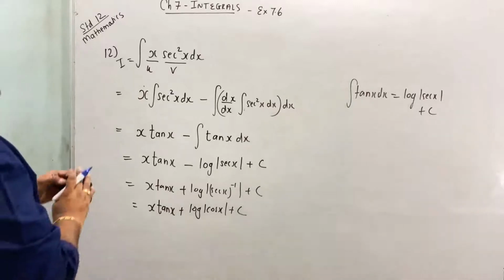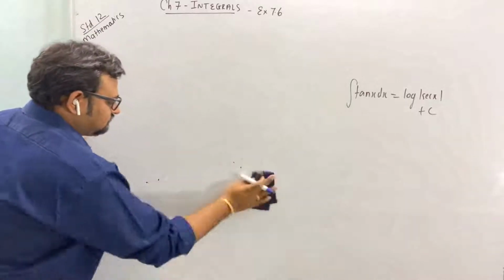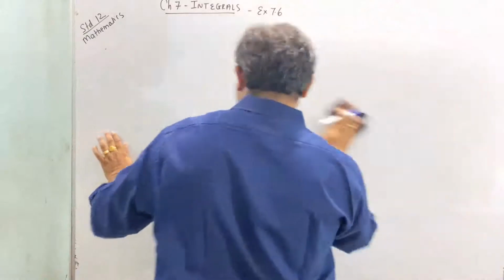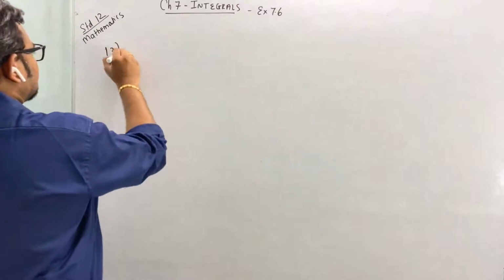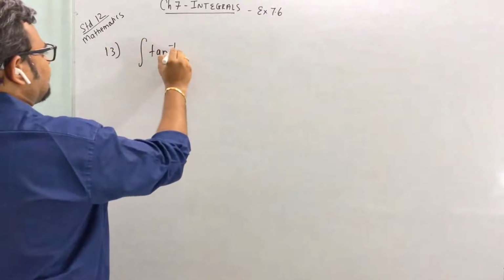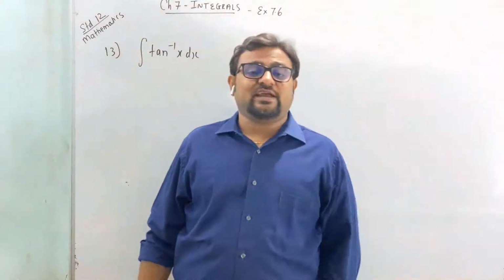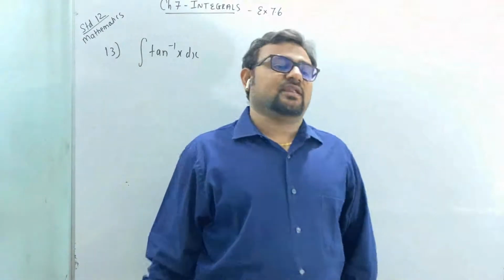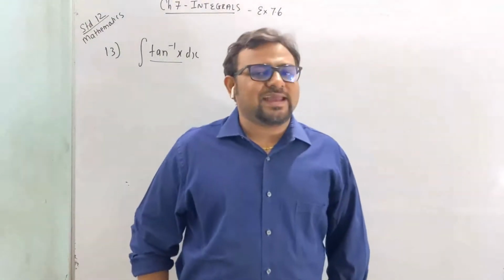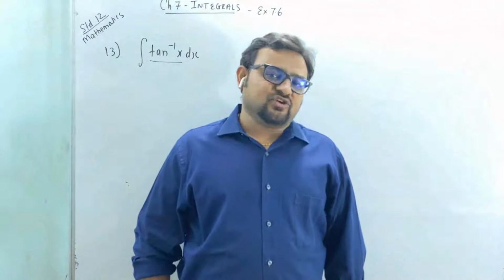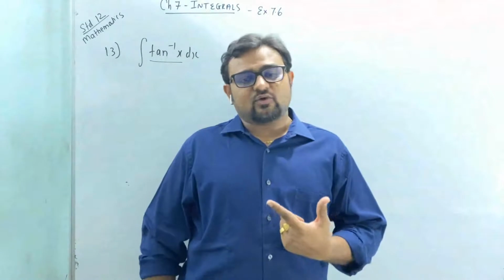Okay, let's move to our next question. There is question number 13. Integration of tan inverse x dx. Now, here there is only one tan inverse x, and we don't have any formula for integration of tan inverse x. So there will be many sums in which it will be like this. Only one is given and you are not having any formula.